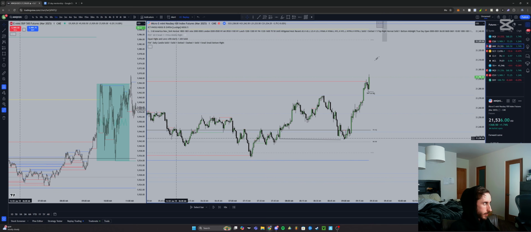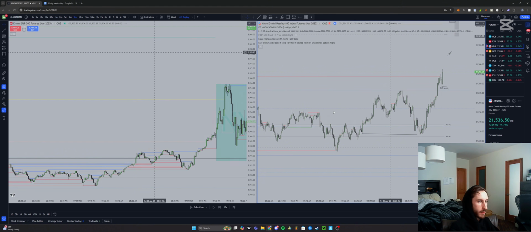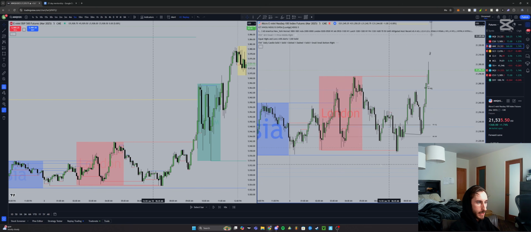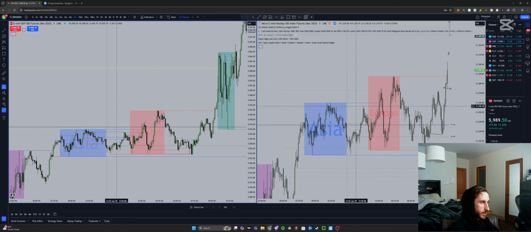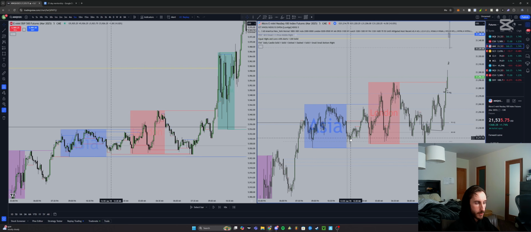So without further ado, let's just go ahead and get straight into this recap. If we look here, we'll go to the 5 minute just to make this slightly easier. We can see that obviously Asia accumulated, London kind of accumulated, right? We had some up and down moves, but for the most part it's pretty accumulative. It's not really giving us a general direction, right? We put in a low, put in a high, put in another low, put in a high, put in a higher low, right?